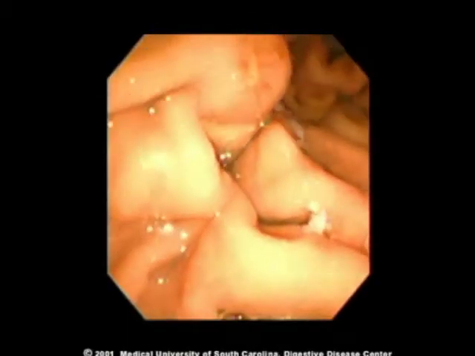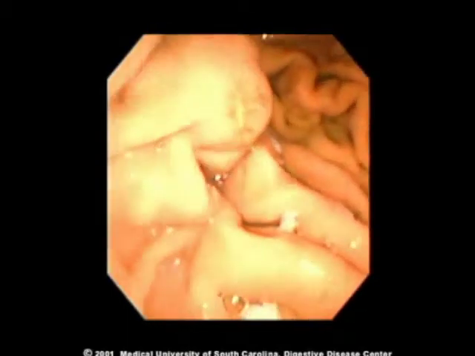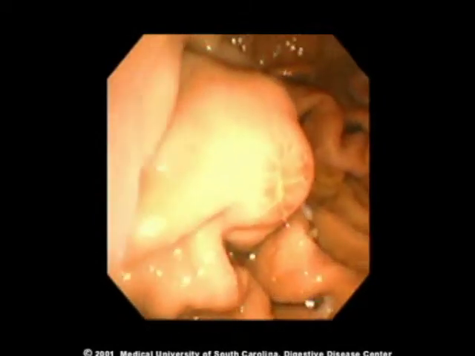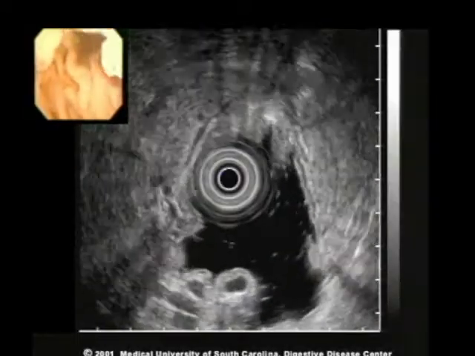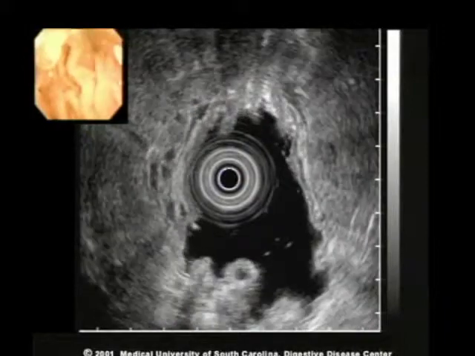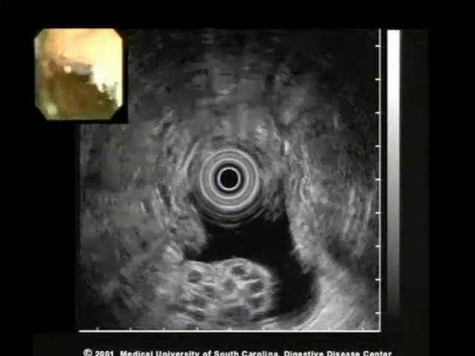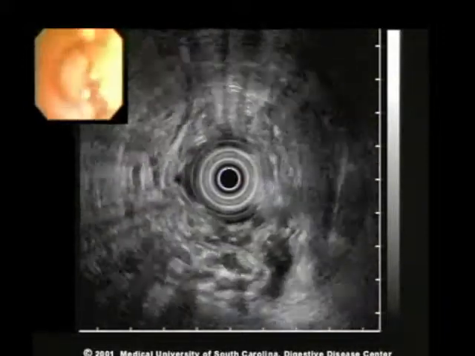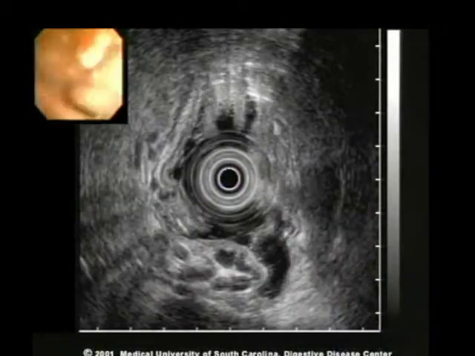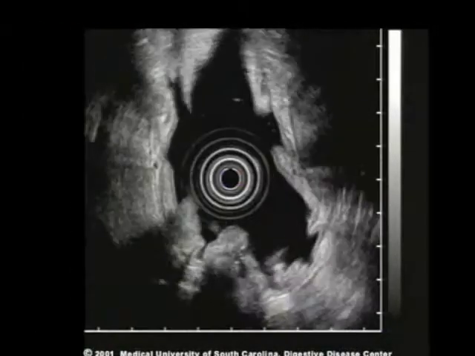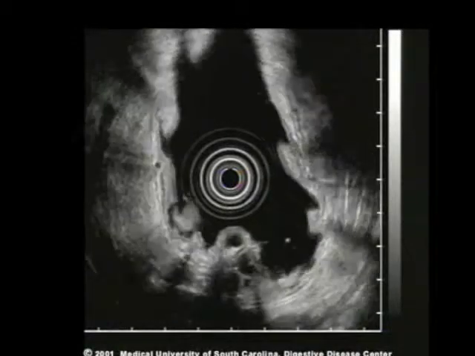Gastric varices can also be easily identified, and EUS is particularly useful in distinguishing between gastric varices and large gastric folds. Note in the bottom half of the screen the large anechoic vascular structures within the wall of the stomach. These are diagnostic of gastric varices.